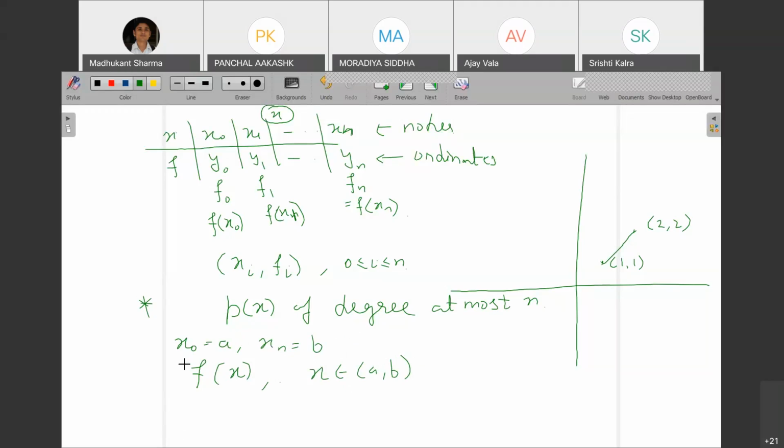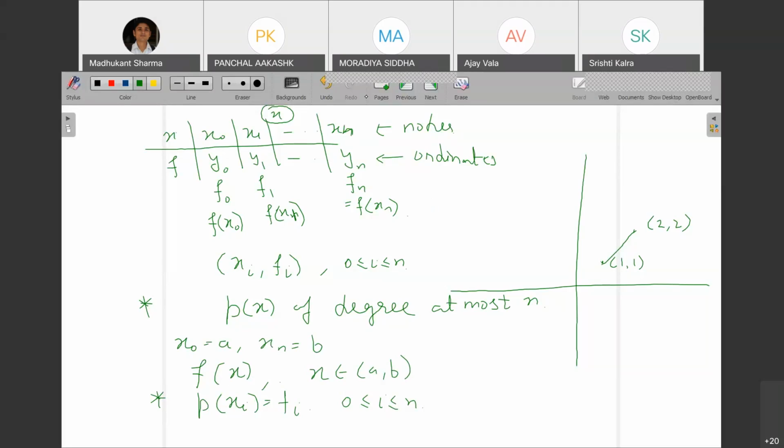So here we wish to predict the value of function f at some point x in between a and b. The property we wish to have for p is that it should fit the data, so p of xi is equal to fi, at least for 0 less than or equal to i less than or equal to n. Then we have seen the existence of the interpolating polynomial, and we have seen the two forms. One is the Newton form and another is the Lagrange form of interpolating polynomials.